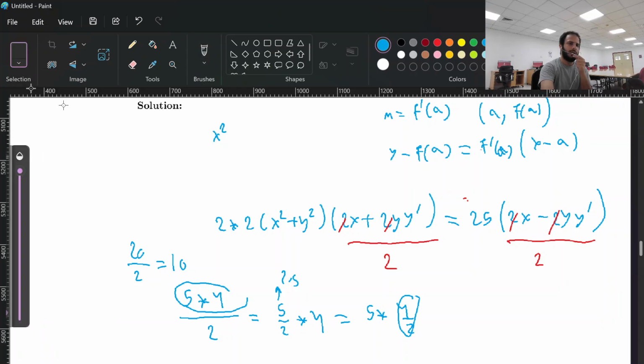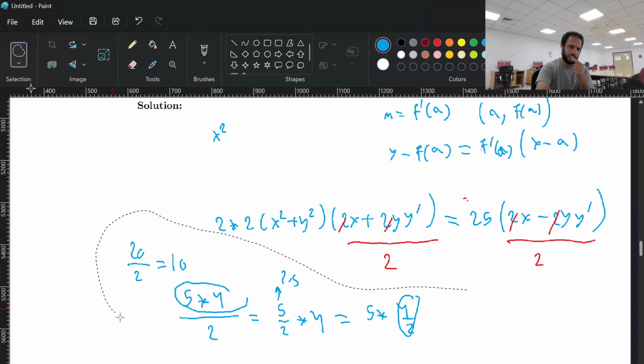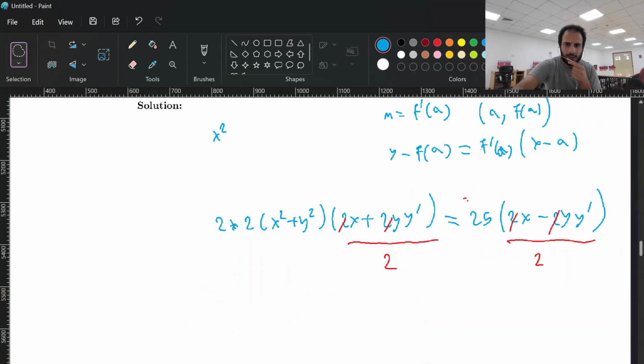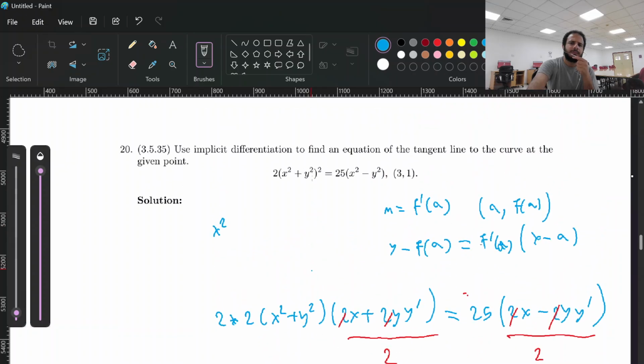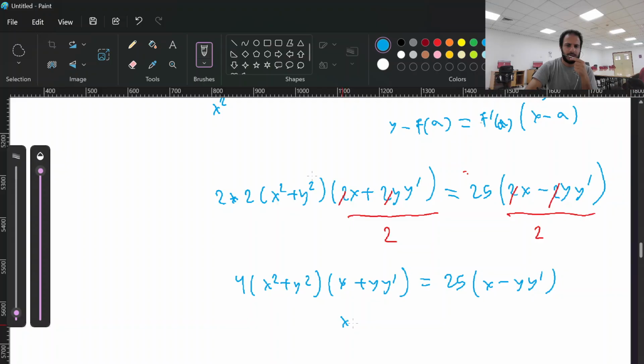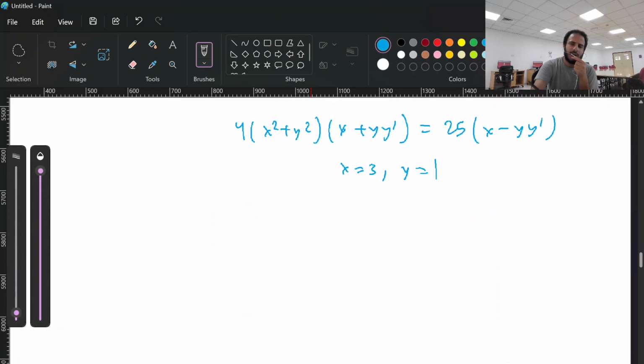Now we substitute the values of x and y. But let's write this after simplification. So 2 times 2 is 4: 4 times (x squared plus y squared) times (x plus y prime) equals 25 times (x minus y prime). Now what's the point here? 3, 1. So x equals 3, y equals 1. We substitute this. Yes, it's correct.